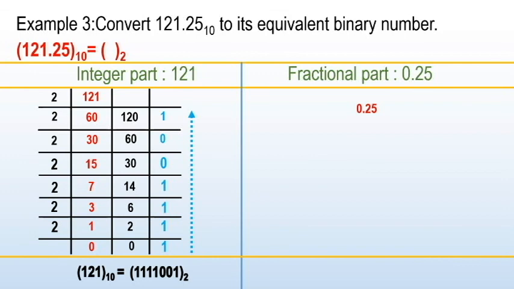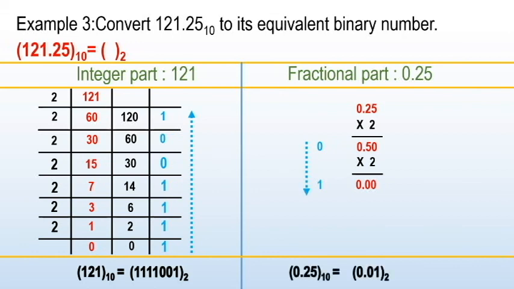Now let's solve the fractional part. 0.25 multiplied by the new base, that is 2. We get 0.5. So here we got the integer part as 0 and fractional part as 0.50. We will note down the integer part. We will multiply the fractional part again by 2. So 0.50 multiplied by 2 is 1.00. We will note down the integer part. Fractional part has come as 0.00. If you multiply further, it will again give you 0. So we have to stop here. We will note down these numbers from top to bottom. So 0.25 in decimal is equal to 0.01 in binary.